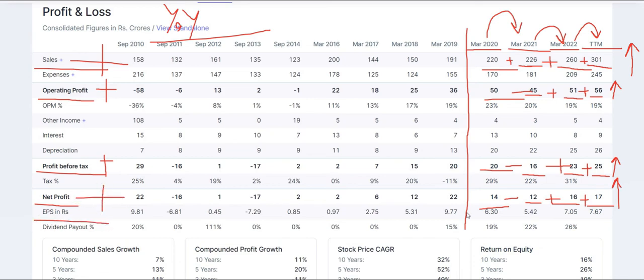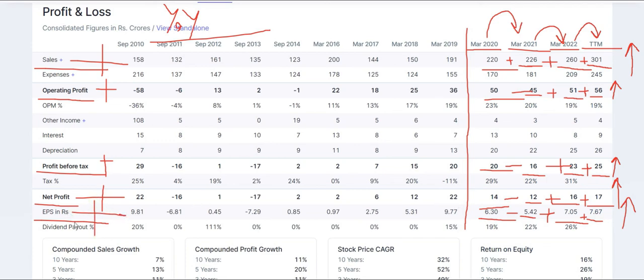Coming to EPS in rupees, it is 6.30. From there, it decreased to 5.42, further increased to 7.05, then further increased to 7.67. So you could say that EPS is also increasing on an every year basis, leaving 1 year.